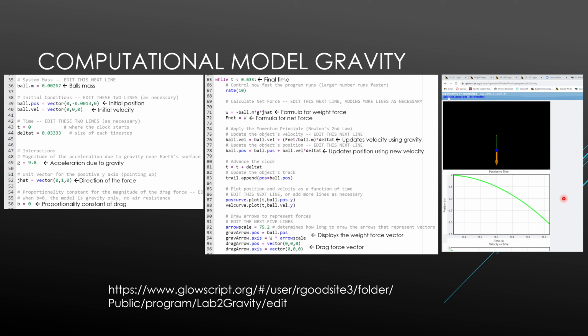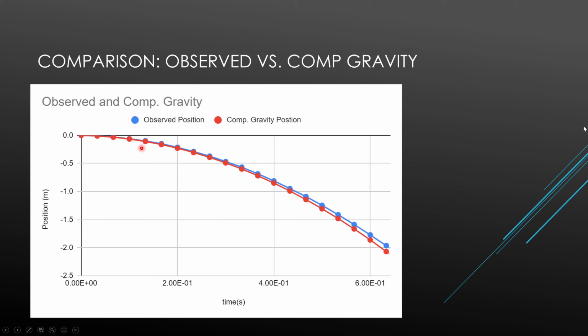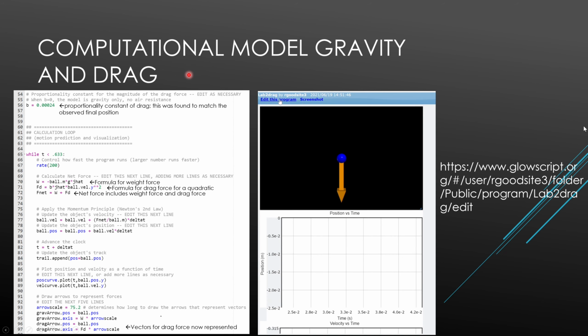When looking at the position versus time graph, you can see it has a similar shape to the one in Tracker. When we look at a comparison of the two graphs, you can see they start off similar, but towards the end they do tend to separate. We can therefore predict that there is a force acting on the ball in the opposite direction of gravity. So the additional force that we observed was actually the drag force.